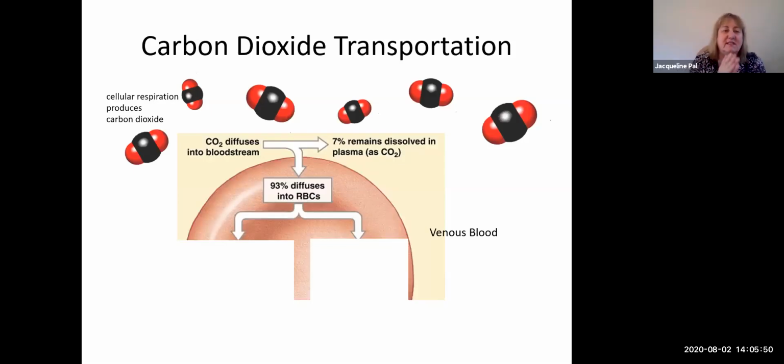Carbon dioxide transportation is different. What you have to realize is that carbon dioxide is a waste product of the cells doing their jobs, their cellular respiration. And so what's going to happen is carbon dioxide is going to diffuse from an area of higher concentration in the cells to lower concentration in the blood. So it's going to diffuse into the bloodstream. And in the bloodstream, 7% will remain dissolved in plasma. You're going, why only 7%? All right.